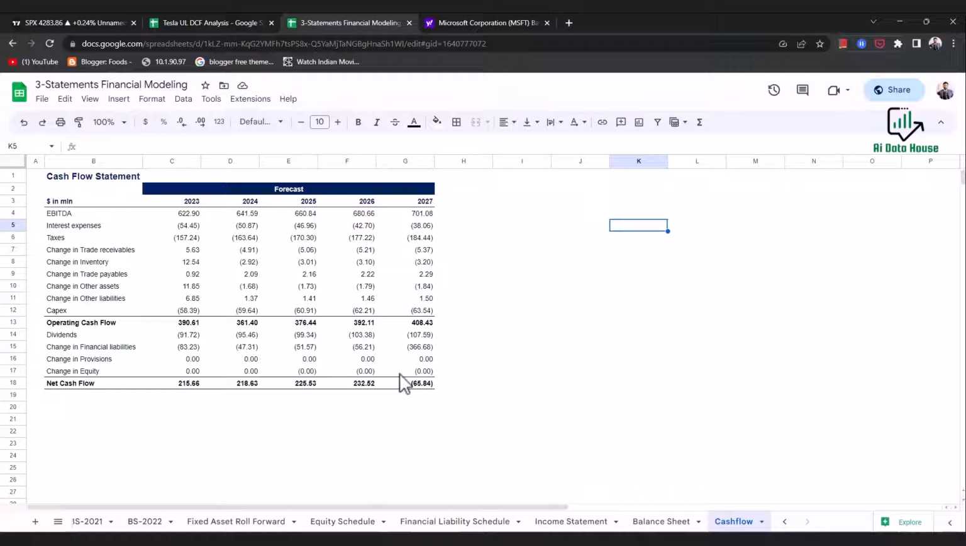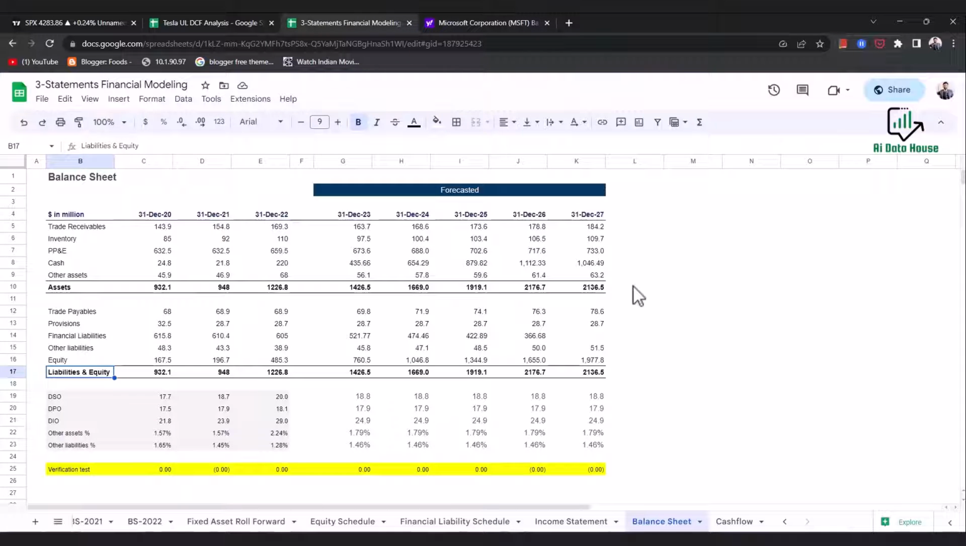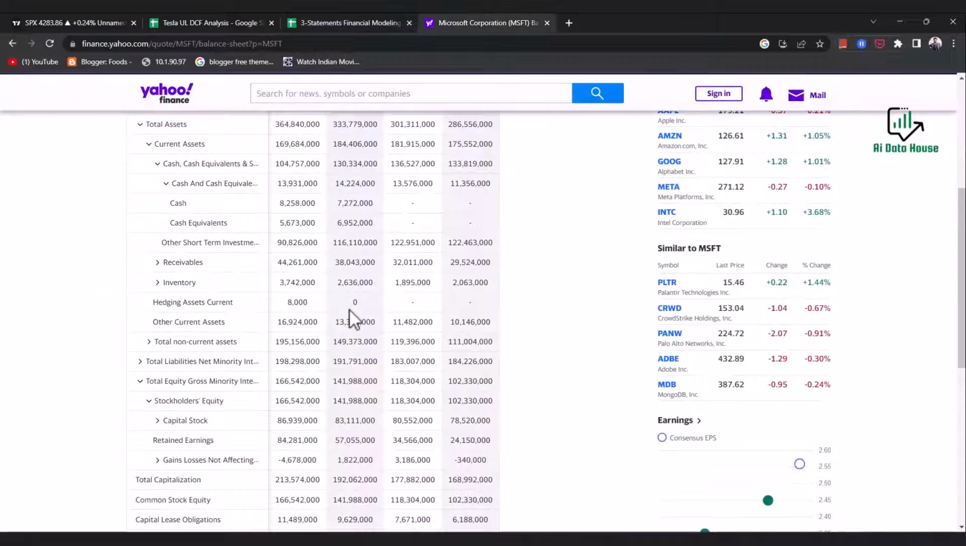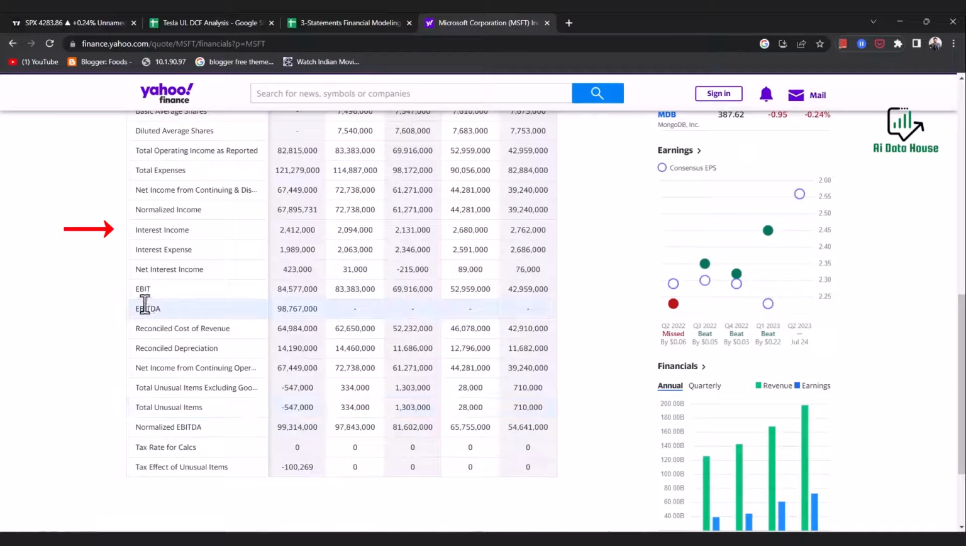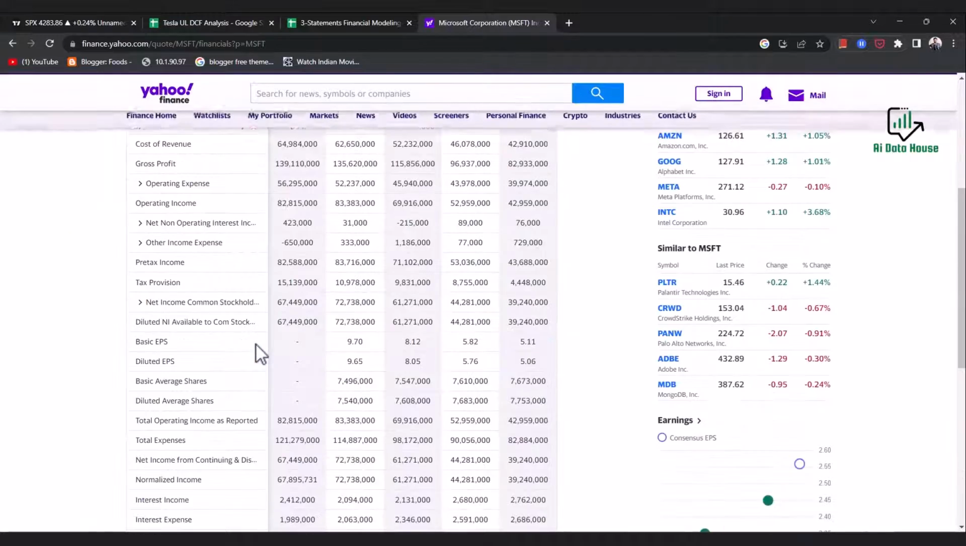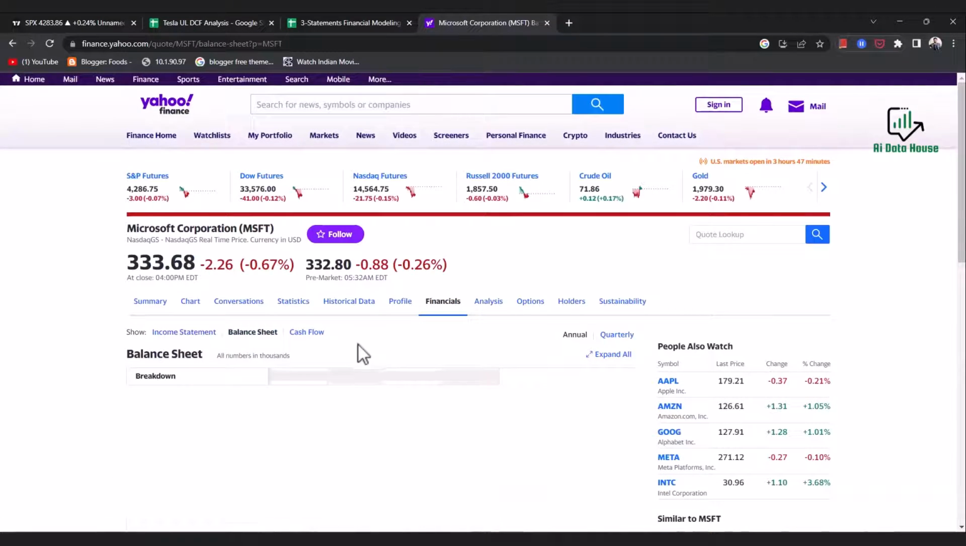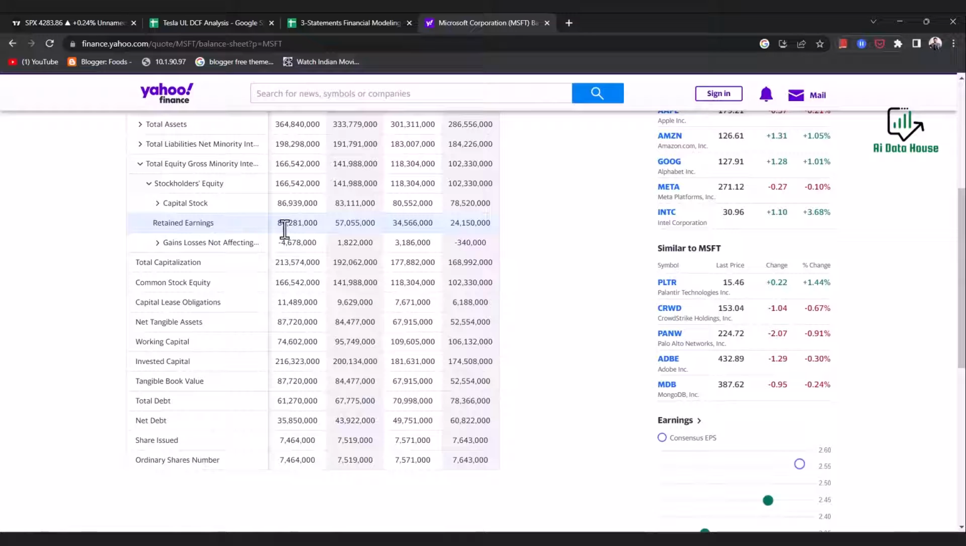Now that we have covered the basics of each financial statement, it's important to understand how these statements interrelate. The three financial statements are interconnected, and changes in one statement impact the others. For example, here we have Microsoft's financial statements. Here in the income statement, net income from continuing operations, and here we have the balance sheet. Here these are the retained earnings. The profit after tax, or the net income from the income statement, flows into the balance sheet, and it comes to retained earnings in the shareholders' equity section.